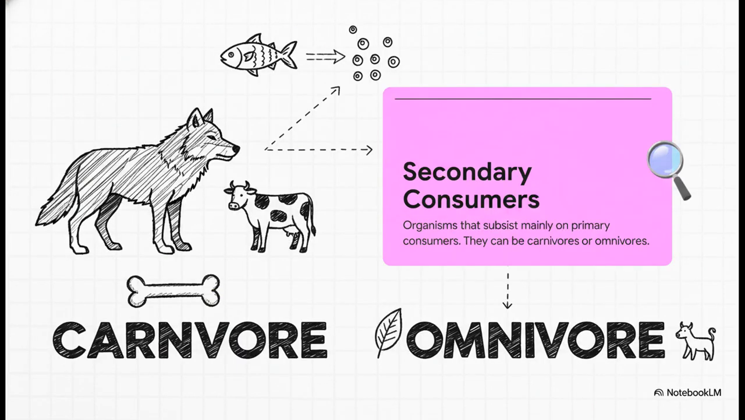Following them, you guessed it, we have the secondary consumers. These organisms get their energy by eating the primary consumers, the plant eaters. So a wolf that eats a cow or a fish that snacks on plankton, they're all secondary consumers. And they can be carnivores who only eat meat, or even omnivores who eat a bit of everything.